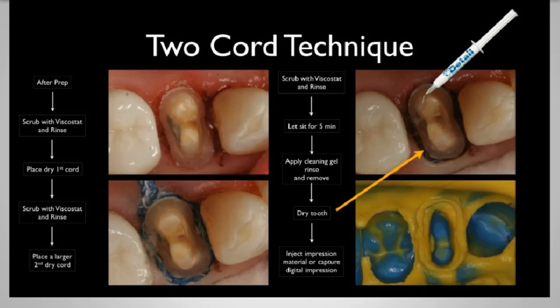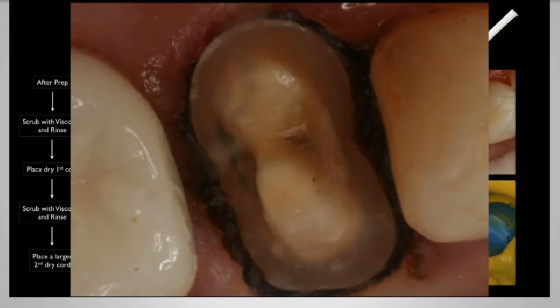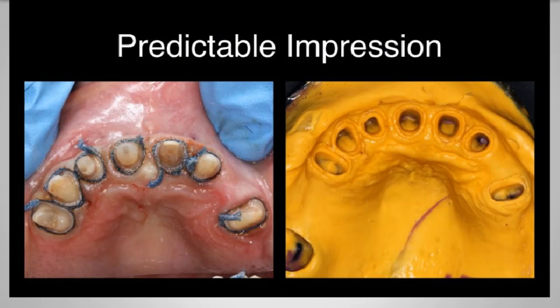You can then choose to use a pre-impression scrubbing medium. We do that, we let that sit in place again for about 5 minutes total. Go ahead and remove the cord, and when we remove the cord, what we expect to see is a wide open sulcus. Wide open sulcus all the way around the preparation. And when we get a sulcus like this, we can introduce impression material into it. We can take a digital image of it. In either way, we're going to have a nice, refined preparation that's accurately captured in either traditional impression material or digital impression material. A very predictable workflow.